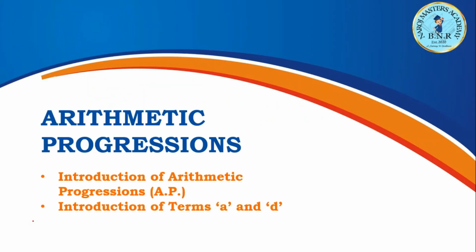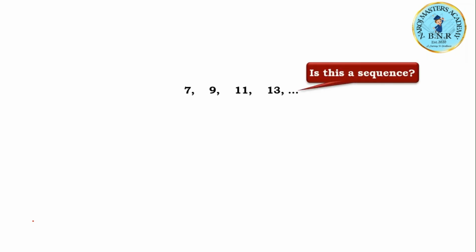Am I right? Now we'll look at what is meant by progression, and then what are term A and term D. Look at the given example, a set of numbers 7, 9, 11, and 13. Guess the next two numbers. Yes, we can identify, because this is a sequence.